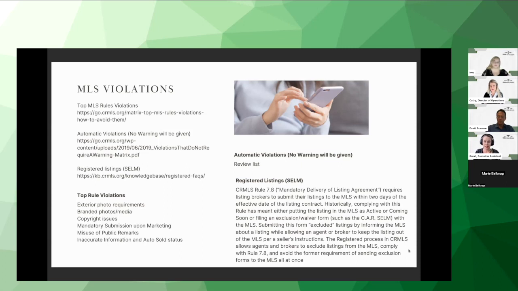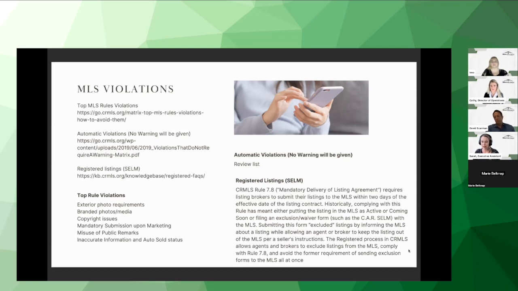The top link is about the top rule violations, and those are ones that are very easy to avoid as long as you read what each of those rules state. So the exterior photo requirements, branded photos and media, copyright issues, mandatory submission upon marketing. That means you have to submit that listing agreement within 24 hours. The misuse of the public remarks section on the MLS, and inaccurate information and the auto sold status. So those are the top rule violations for the CRMLS.